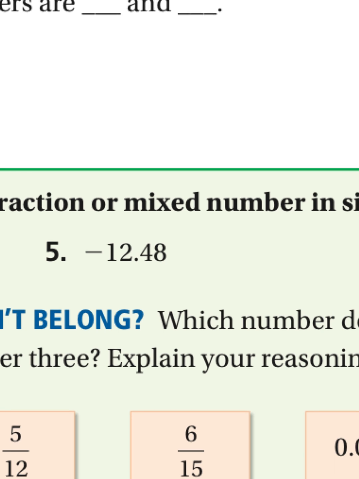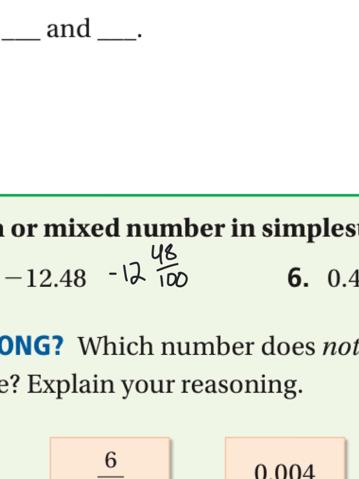Negative 12.48 should be negative 12 and 48 over 100. 48 over 100 can be simplified by 4. So this should be negative 12 and 12 over 25.